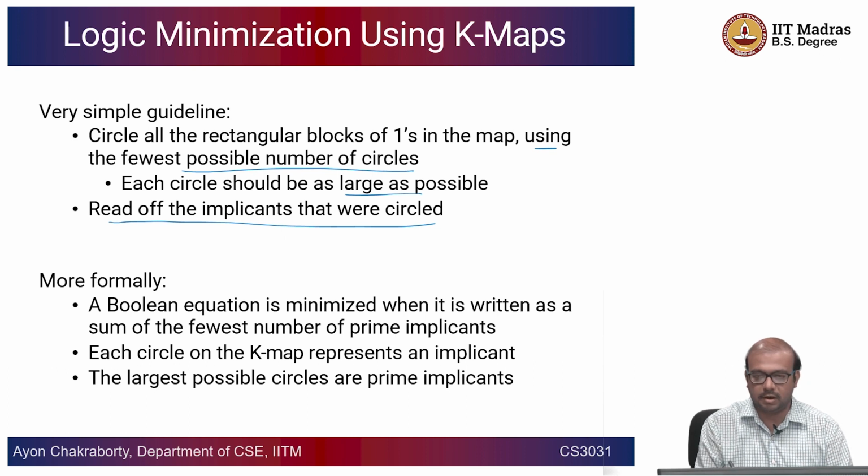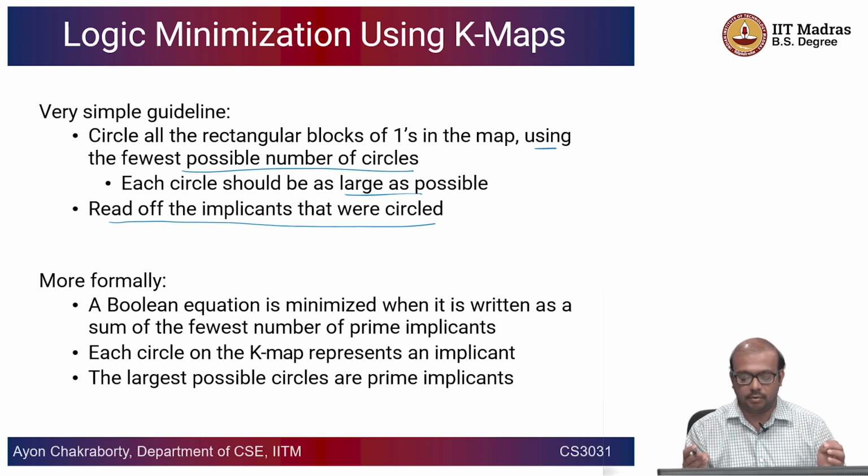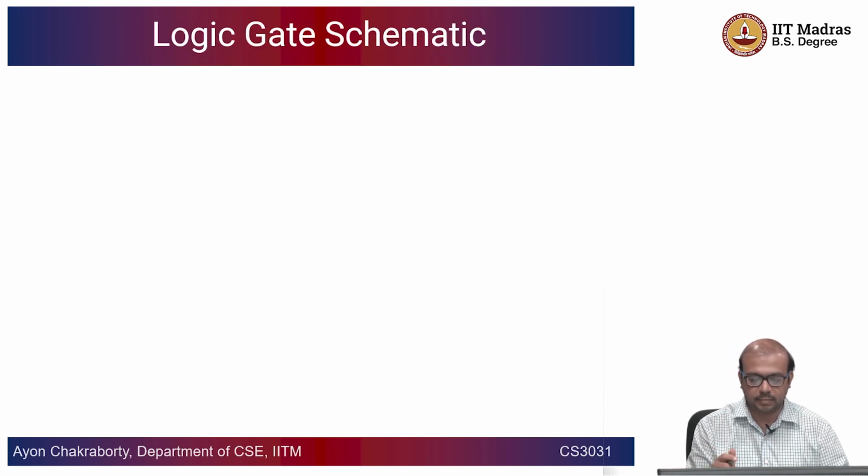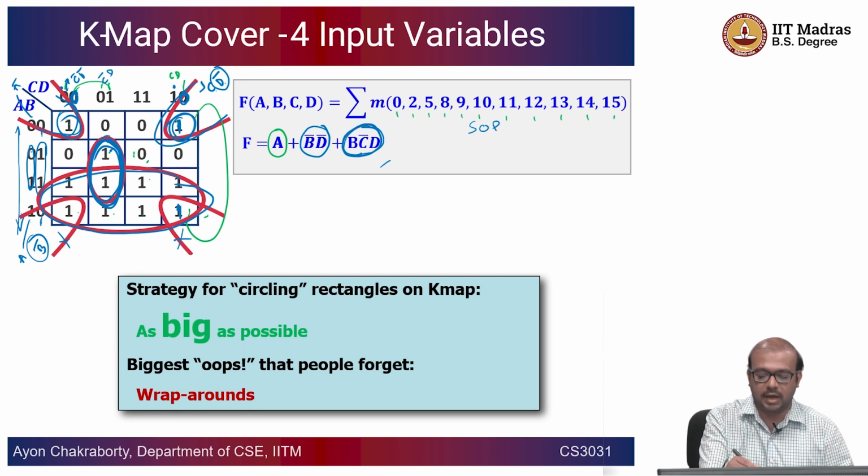More formally, a Boolean equation is minimized when it is written as a sum of the fewest number of prime implicants. This is a more formal definition, but that is exactly what you are doing. You are minimizing the equation as it is written as the sum of the fewest number of prime implicants, because you cannot group them any more. Prime implicants are these, which cannot be grouped together any more. So, A is completely different, and then B bar D bar, and then B C bar. These are the prime implicants, and the number of prime implicants in this sum is the minimum. Then you can assume that the Boolean expression has been minimized.